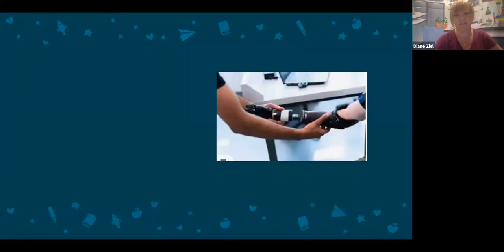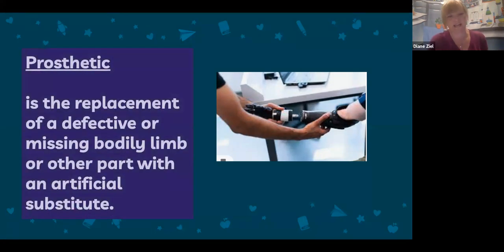And here you see someone who has an injury to their arm and needs a piece added on to help them with the mobility of their arm. What is this piece called? That's right, it's a prosthetic. A prosthetic is the replacement of a defective or missing bodily limb or other part with an artificial substitute.